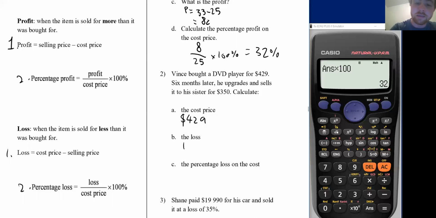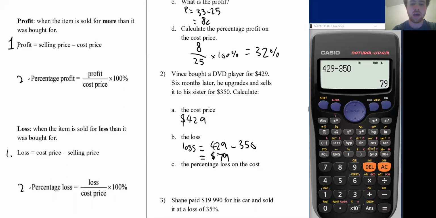And the loss is going to be the cost price minus the selling price. You see the order is different here. For profit, it's selling minus cost. Loss, it's cost minus selling. So we're going to get our answer. We can use our calculator. 429 minus 350 gives us a loss of 79.